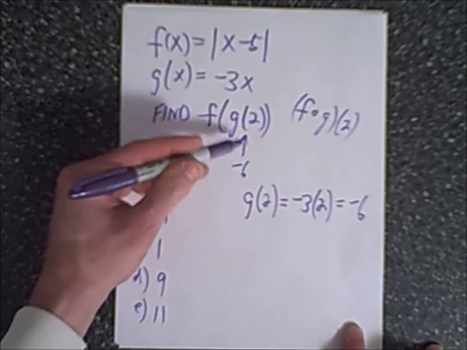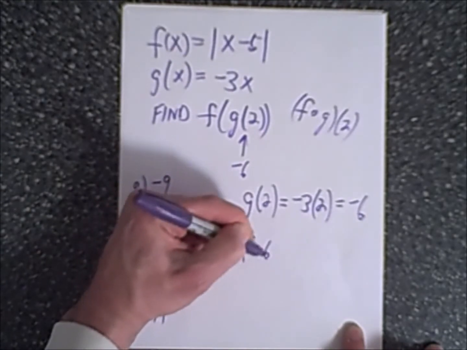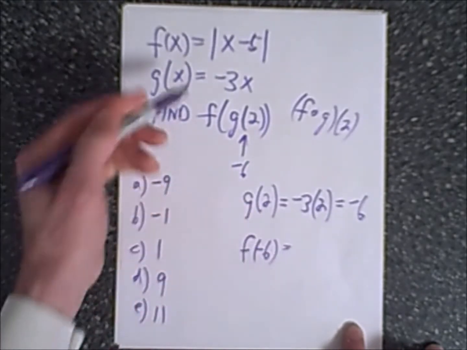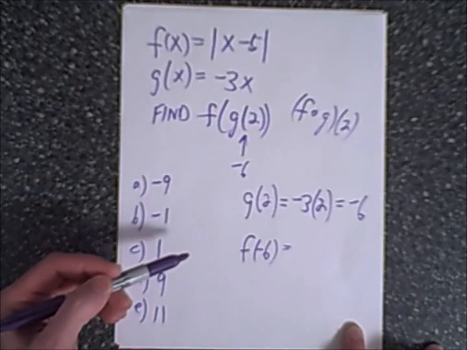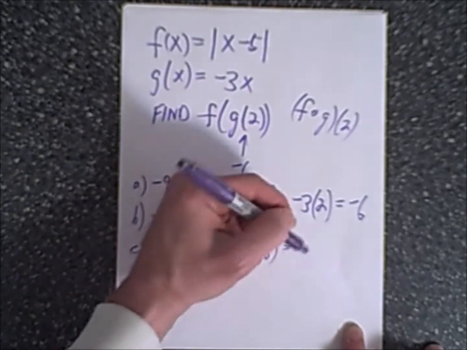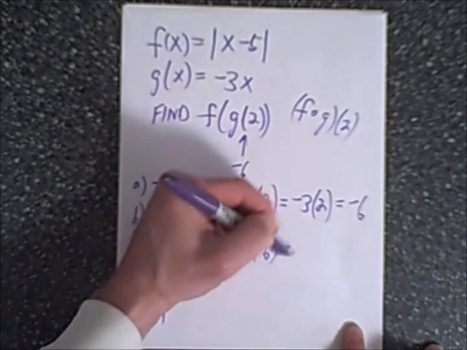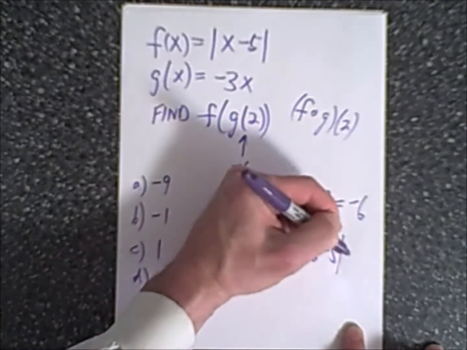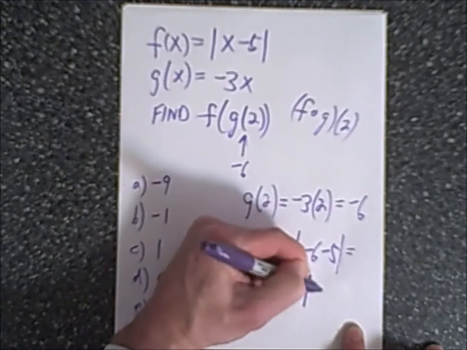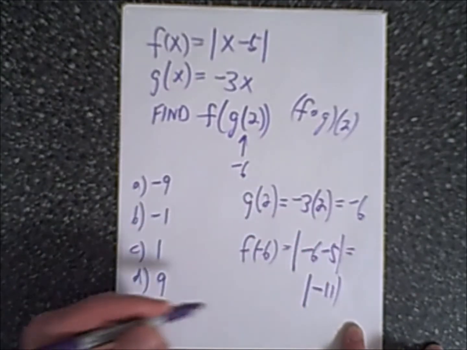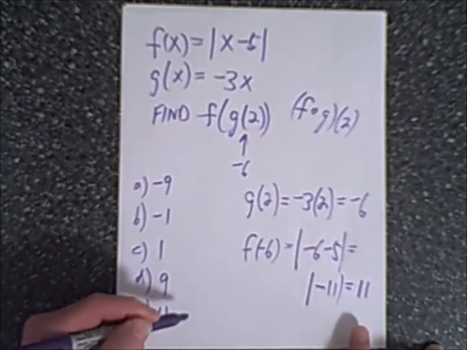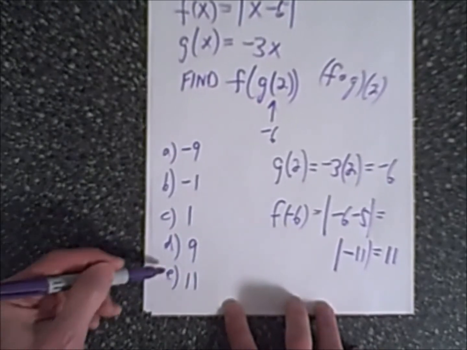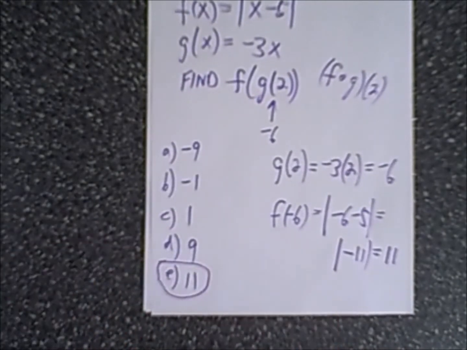And then now we want to find f of negative 6. Once again, for every x value, we put a negative 6. So we get f of negative 6 equals the absolute value of negative 6 minus 5, which of course equals the absolute value of negative 11, which is positive 11. So our answer is the last one, 11.